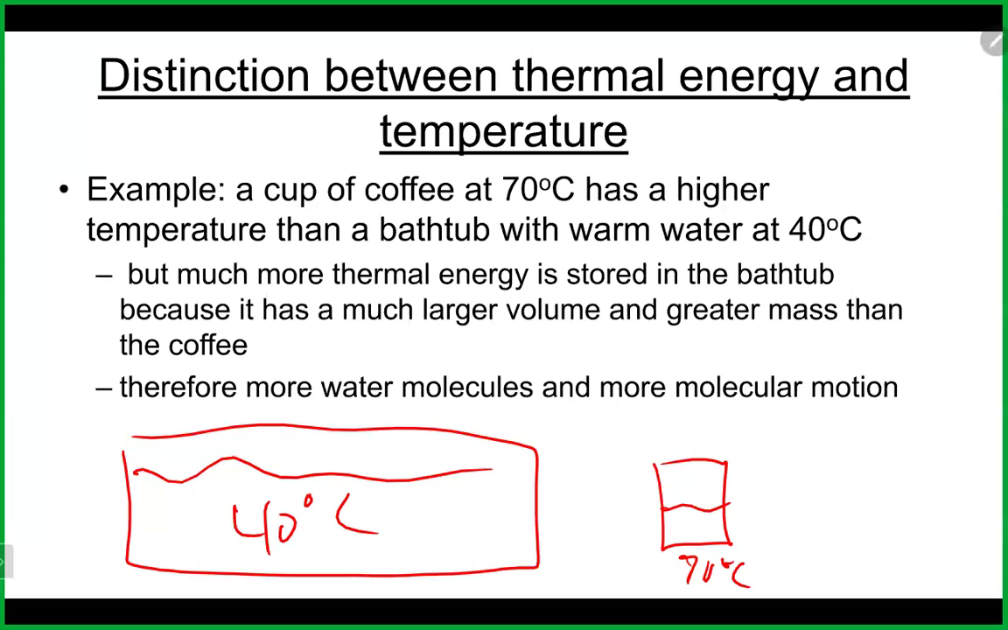So again, the temperature is a measure of the energy flow either in or out of something. But when we talk about thermal energy, it is strictly related to the number of particles and molecules that are there. Any questions on that there?